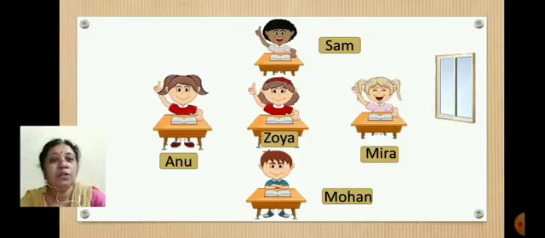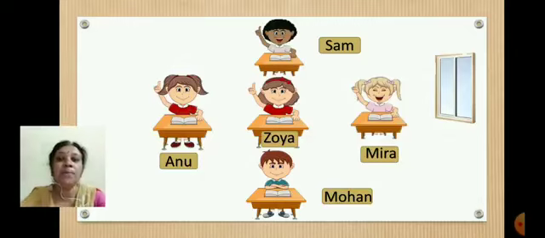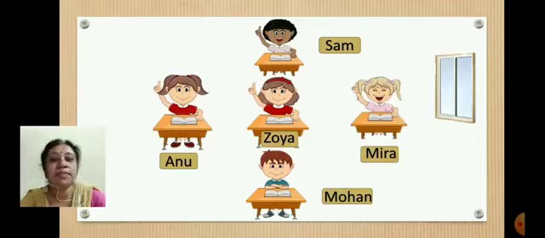Yes. And now Zoya is sitting in front of Sam. Can you see? Yes, in front of Sam. And where is Sam sitting? Sam is behind Zoya. Where is Mohan? Mohan is in front of Zoya. Okay. Where is Anu? Anu is beside Zoya. Where is Meera? Meera is beside Zoya. And Meera is near the window. Okay. Now you have to remember this picture, children. We will do the worksheet.